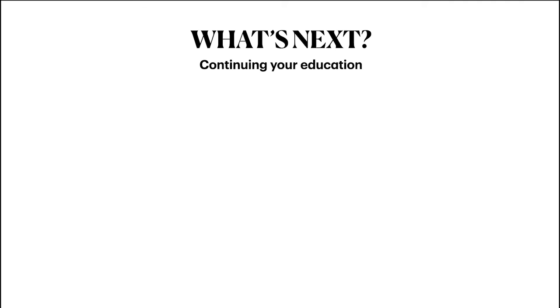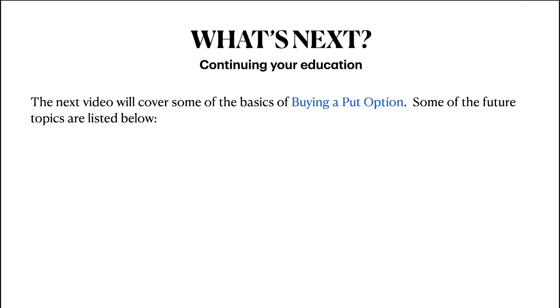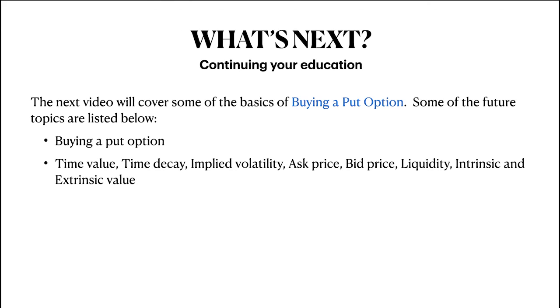So what's coming up next in the videos? Buying a put option is our next perspective that we have. It's the other kind of option that would be out there, the other basic type anyway. Following that, we start to get into a little bit more advanced ideas of this: time value, time decay, implied volatility, ask price, bid price, liquidity, intrinsic and extrinsic value, and these are all really important, including the option Greeks that we have: delta, gamma, theta, vega, rho.